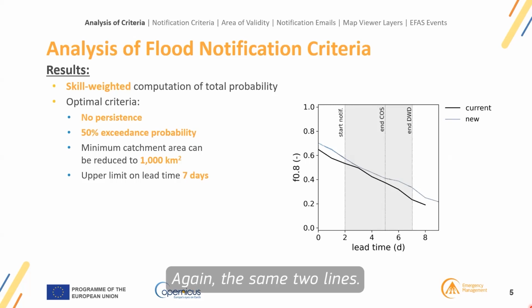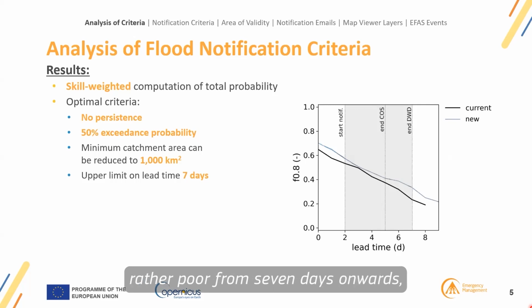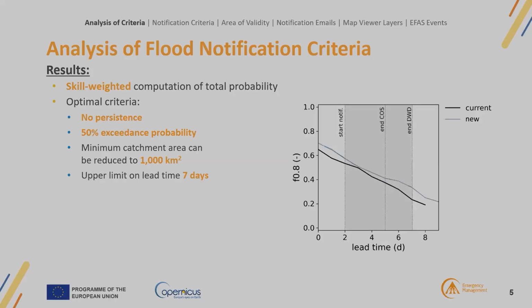Again, the same two lines. Black is for the current criteria. Blue is for the new criteria. In both cases, skill drops with lead time. And we consider that the skill is rather poor from 7 days onward. So notifications will focus on the lead time range from 2 to 7 days.